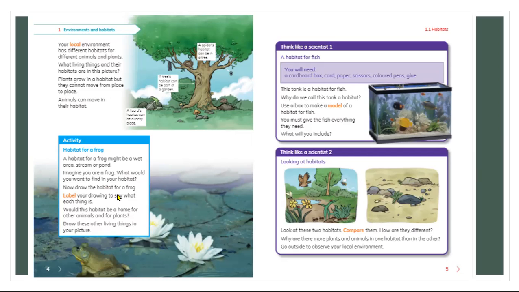Imagine you are a frog. What would you want to find in your habitat? Okay, think. If you are a frog, what habitat will you need? Think about this, it is an activity we did during the class. So this is today's topic.